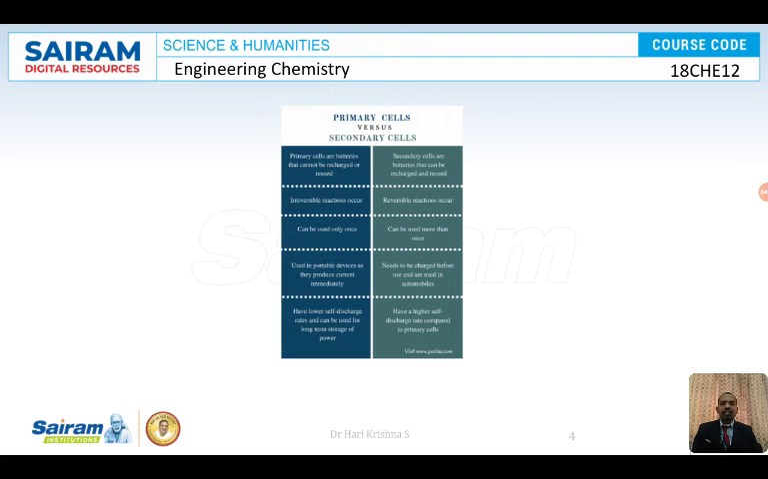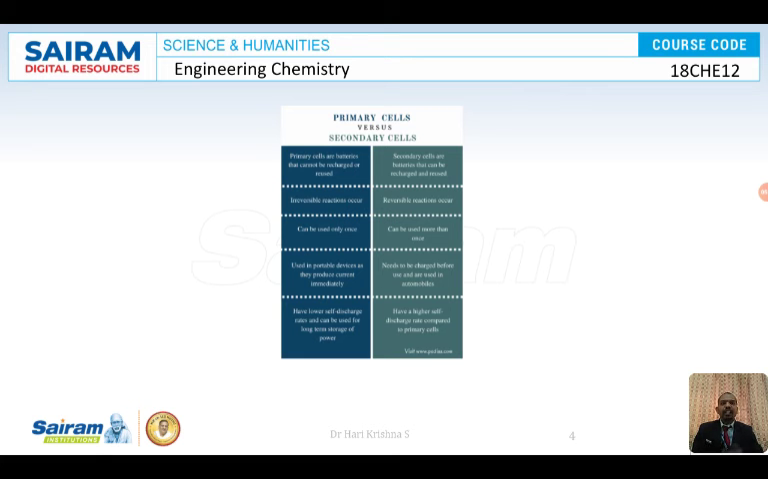In primary batteries, the reactions are irreversible, whereas in secondary batteries the cell reactions are reversible. Primary batteries cannot be recharged, whereas secondary batteries can be recharged. Primary batteries are used in portable devices. They can produce energy or current immediately, whereas secondary batteries should be charged before use. Then there is self discharge. As for cycle life, there is no cycle life for primary batteries, but there is a cycle life for secondary batteries.